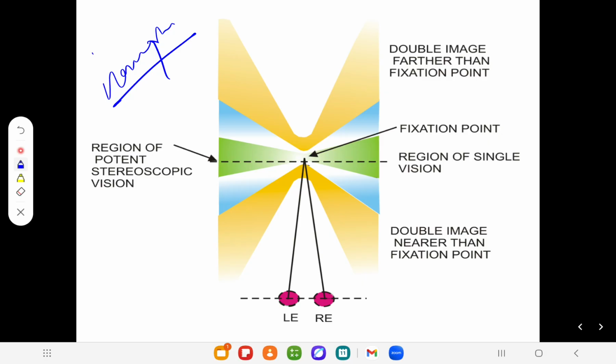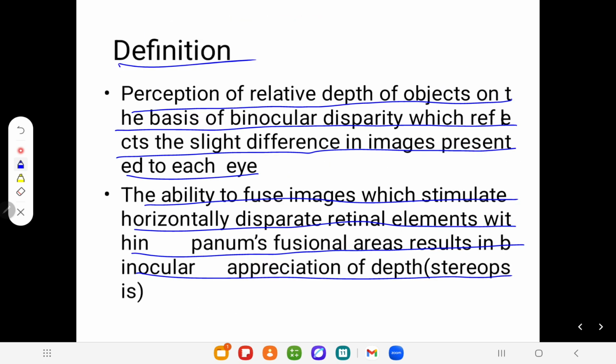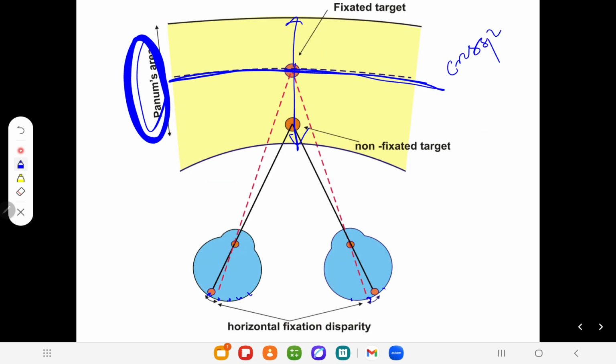Disparity point means not corresponding. Like right eye one point, left eye a slightly different point. That's why I'm telling you this, which is very important. Just remember this.